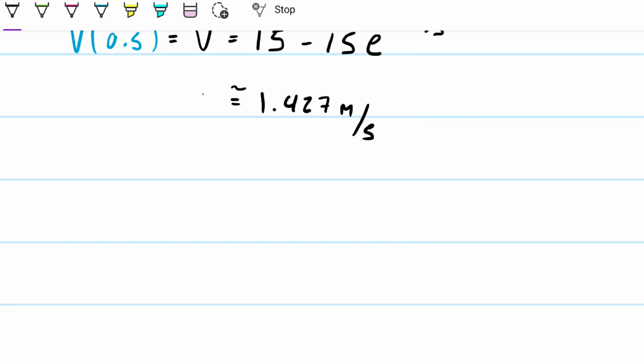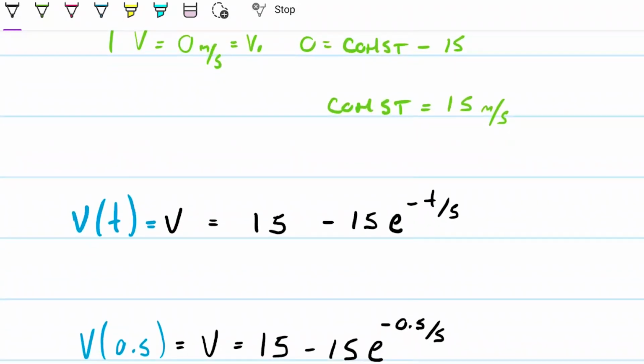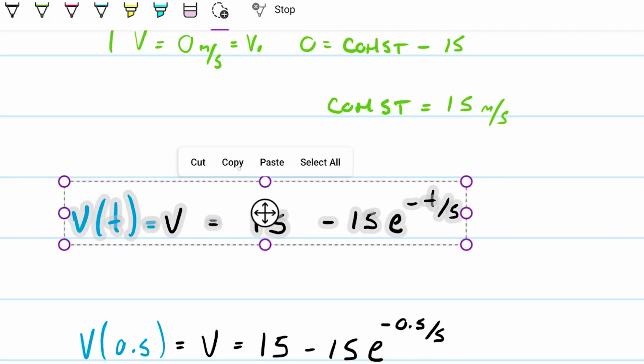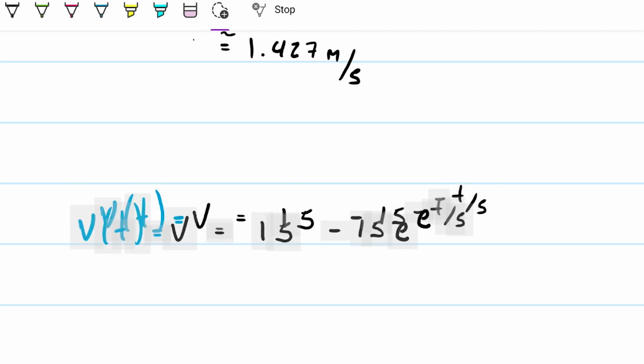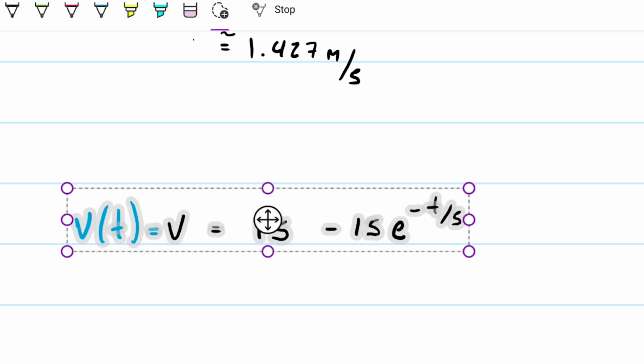So we found out the velocity. Next thing to find out is what is the position. We knew this much, and now we want to know what is the position. So it's the same basic principle. We're just going to do it one more time.